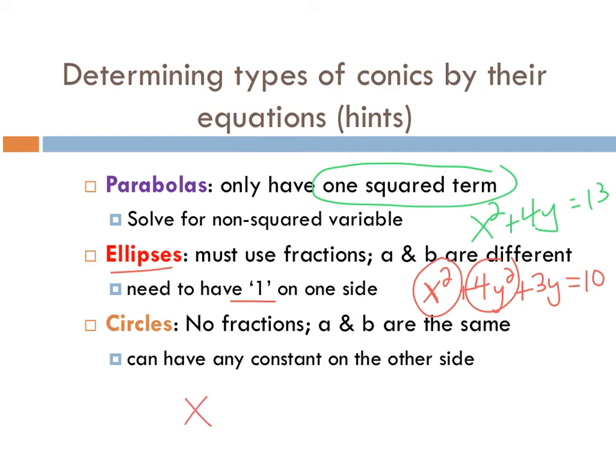For circles, you have both squared terms, but the coefficients are the same. And so if you see that both of them are squared terms and both have coefficients of 1 in front, then that would be an example of a circle. If you see that both the coefficients are, again, the same value, so 2 and 2 there, again, it would have to be a circle. The only time it's an ellipse is when the coefficients are different.